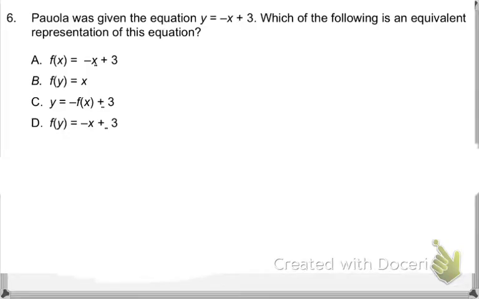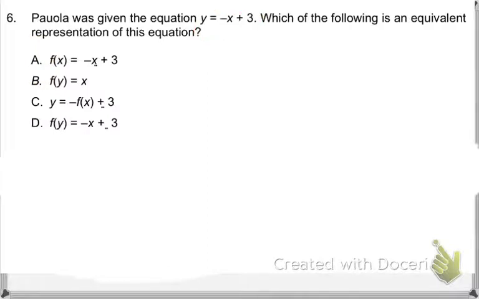So let's take a look at this question. Paolo was given the equation y equals negative x plus 3. Which of the following is an equivalent representation of this equation? Look at each of your options. Notice, all that's really changed is they've started using f of x, f of y, f of y. But before you just go winging it, there is a rhyme to it. I know you're already going to assume it's f of x, and you are correct on that. It is A. But let's make sure we're clear why for a moment.